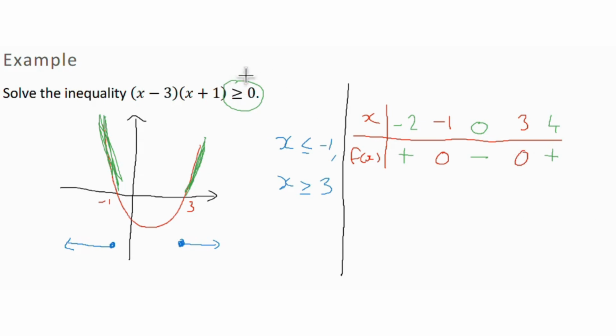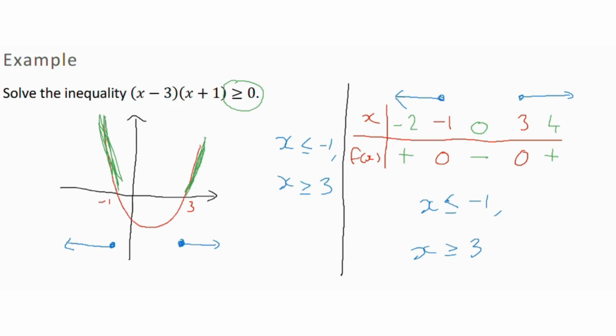If I'm interested in when it is greater than or equal to 0, that is this point that way because it is positive there, and this point that way because it is positive there. It gives us the same answer as we got before. x is less than or equal to negative 1. x is greater than or equal to 3. Doesn't particularly matter which method you use.